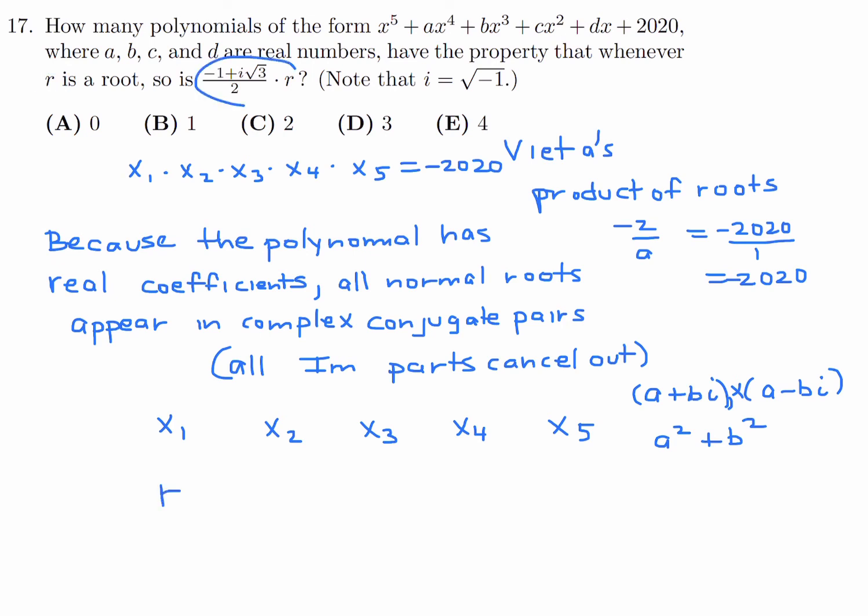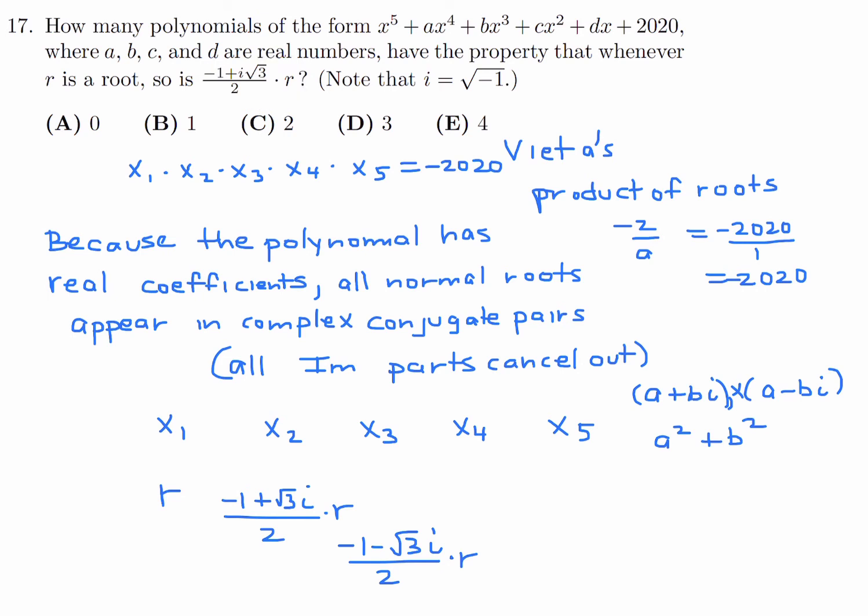And then the other one is this, which is negative 1 plus root 3i over 2 times r. And then this must be the conjugate of this. It has to be, because of what I've explained already. So that's going to be negative 1 minus root 3i over 2 times r. And then we have two more. Now, what are those two more? I have no idea. What are x4 and x5?